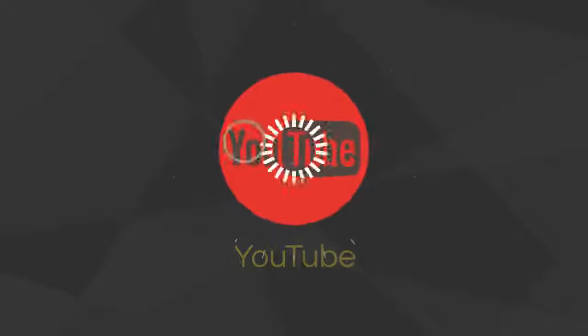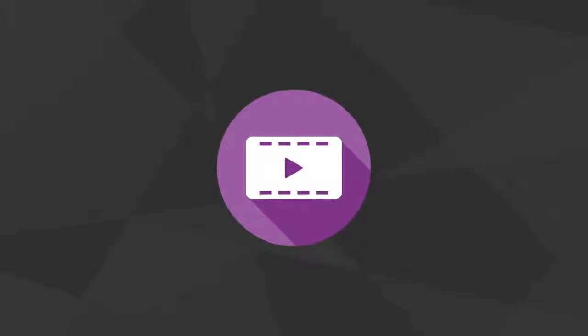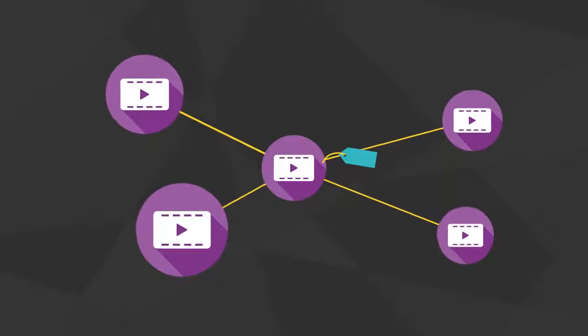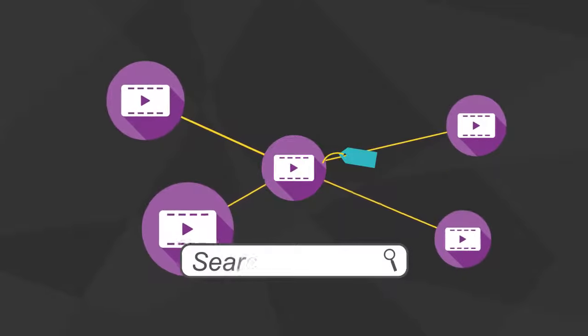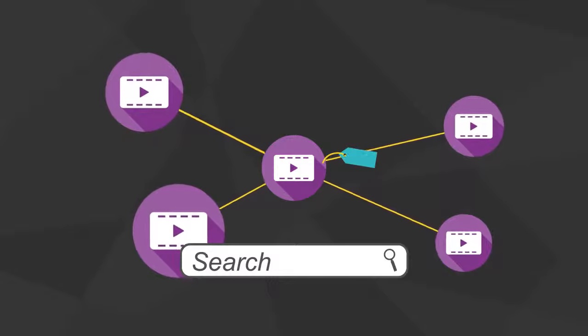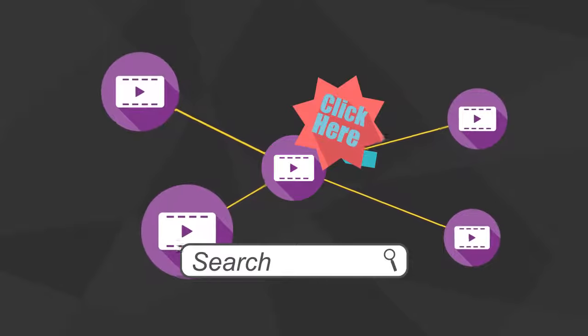Then we have YouTube. YouTube is another hugely valuable resource for traffic generation. Though you'll have to create regular video content, make sure that they're properly tagged and linked with other videos on a similar topic in order to ensure that they're easily found. Then to make sure that people actually go to your squeeze page, you'll need to create a call to action at the end of each video.